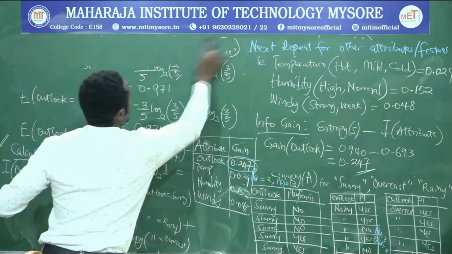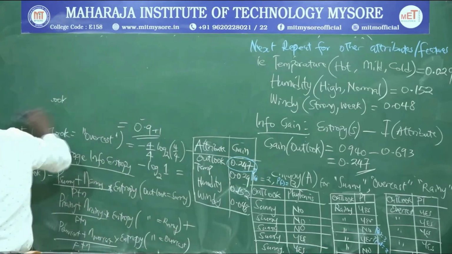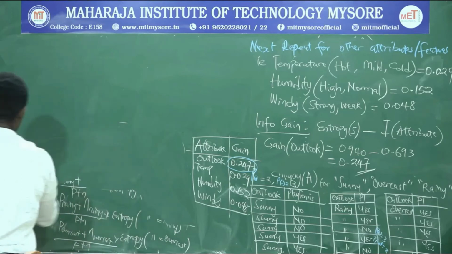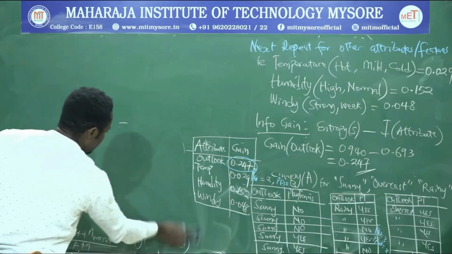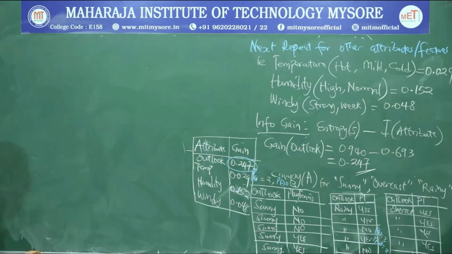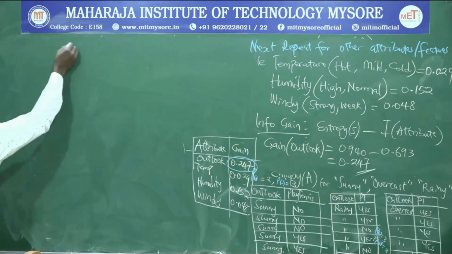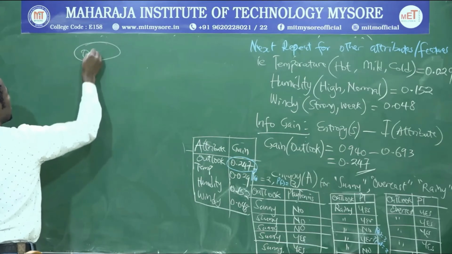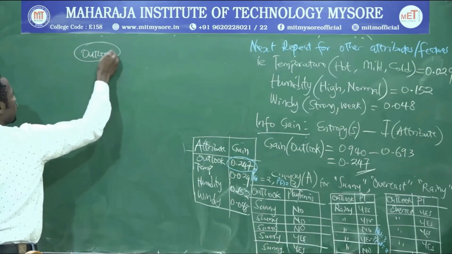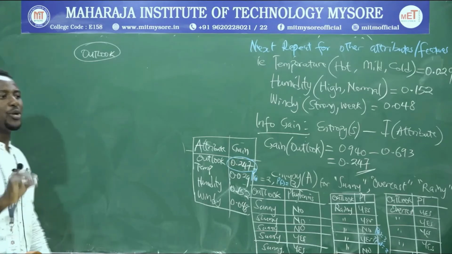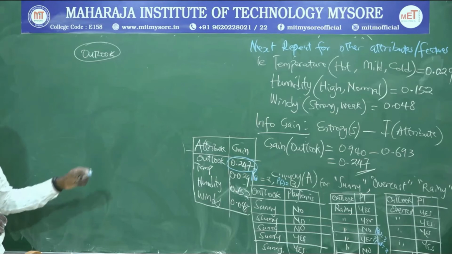So here, we got this, right? So what we have to do, we now take our Outlook to be the root node. Hope that is clear. If you have any more doubts, feel free to get in touch with me, then I will explain it again. All right? So our Outlook now has become our root node. We know for sure that Outlook is our root node.